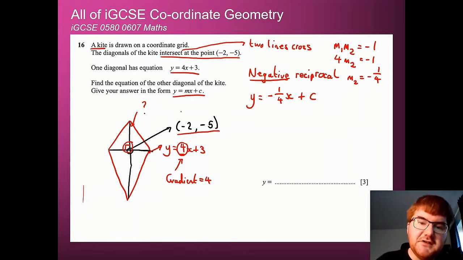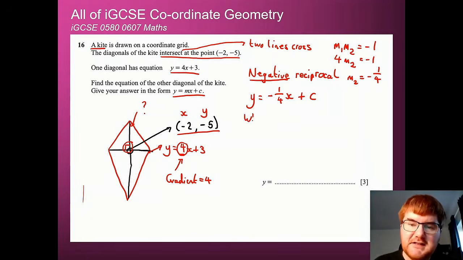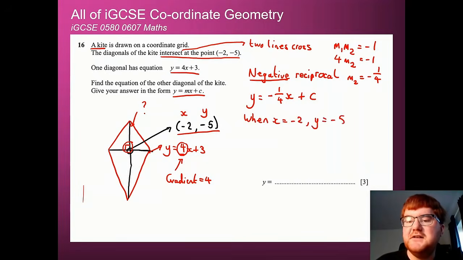So we're going to substitute for x first, minus 2, and y minus 5. This will allow us to then work out the plus c. So let's write it nice and clearly for the examiner. When x is equal to minus 2, y is equal to minus 5. And wherever I see a y, I'm going to put a minus 5. Wherever I see an x, I am going to put a minus 2.